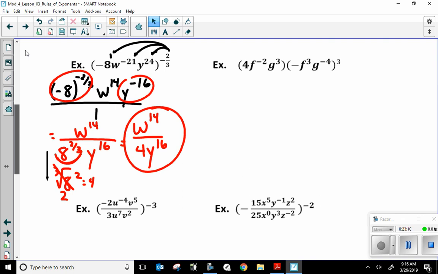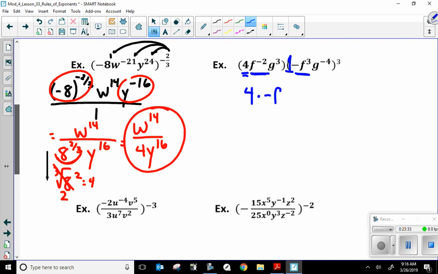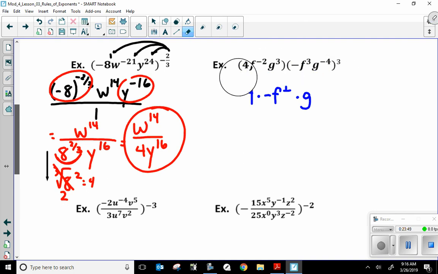Well, let's take a look at this next one. I am multiplying these all together. So let's do this. 4, there is nothing in front here but a 1. 4 times 1 is 4. f to the negative 2, okay, times negative f. A positive f times a negative f is negative f. Negative 2 plus 3 is a positive 1. Okay, times g to the 3rd and g to the negative 4th. That's g. If I add those, oh my goodness, look what I forgot to do.